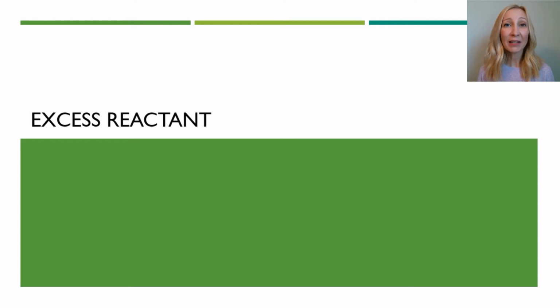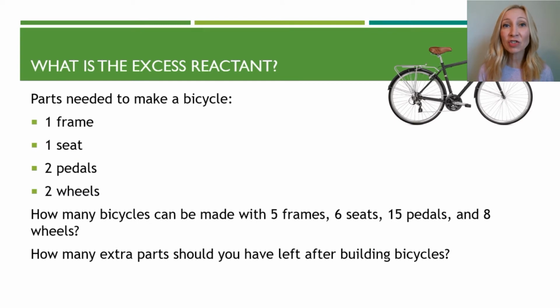Now that you can identify the limiting reactant and the excess reactant and calculate how much product is formed, you can go back and figure out how much extra excess reactant you'll have left over. Before we look at it from a chemistry perspective, let's go back to the bicycle analogy and answer some questions about how much of those bicycle parts we have left over.